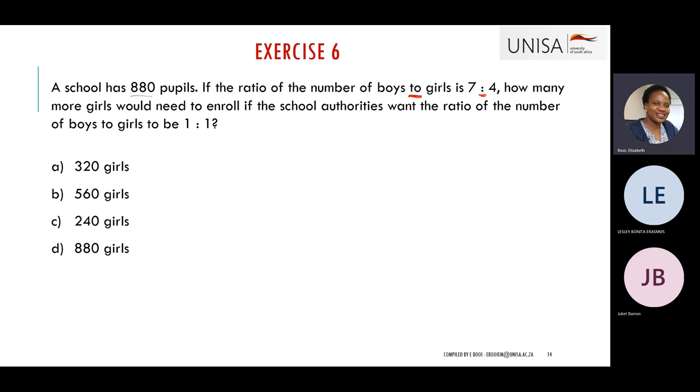Let's first calculate the ratio of girls to the total. So 7 + 4 = 11. So therefore we'll have 4 out of 11, multiply that with 880. And that will be 4 divided by 11, multiply by 880, and that will give us 320 girls in the school, right?